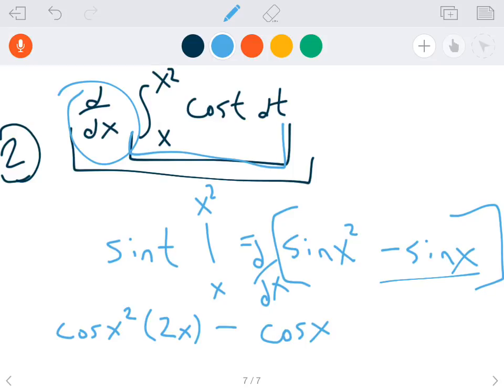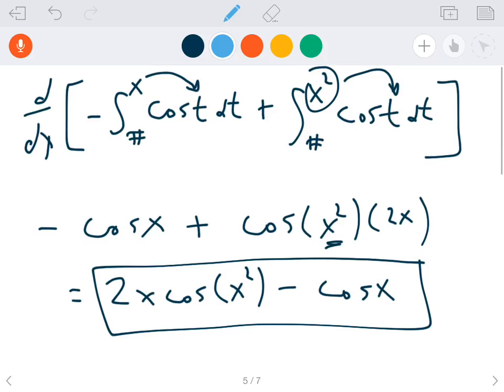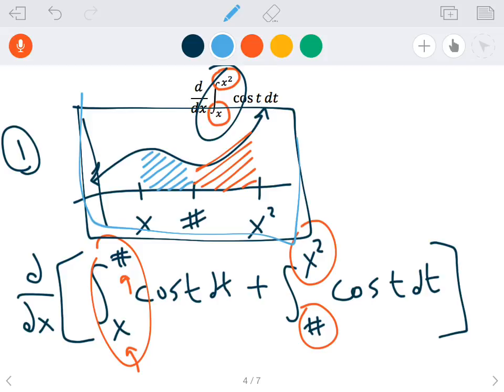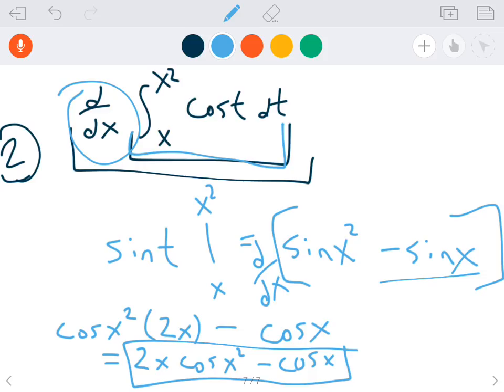And I do believe that once I rewrite that, it'll be 2x cosine of x squared minus the cosine of x. That should be the same answer that we got here. And it is. So the picture is nice and easy if you can see it, if your limits make sense to do that. If your limits don't make sense, or if you get confused, then just solve the problem. Integrate it, and then take the derivative. Skip the second fundamental theorem.